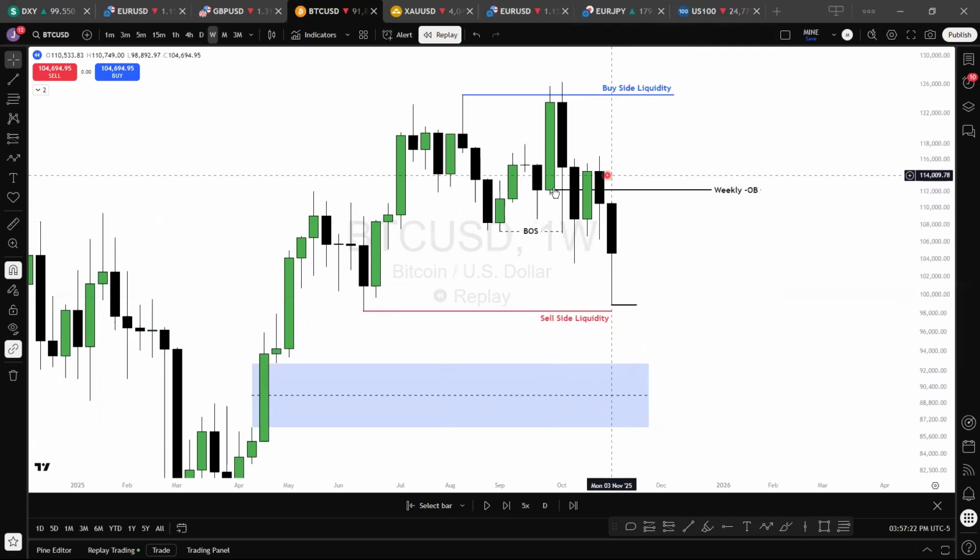Price just found resistance at this bearish order block. Okay, and price is still at a premium. We want to see price run toward a discount. So we're expecting the previous weekly low to be taken and as well the sell side liquidity. So let's go to a daily time frame.